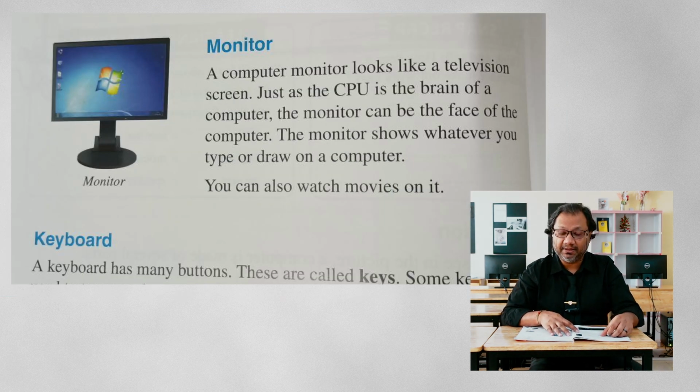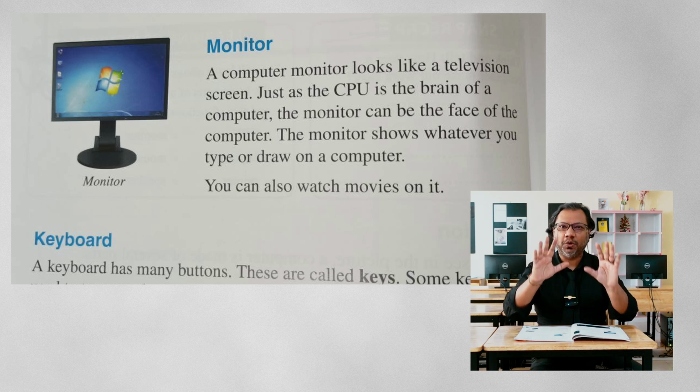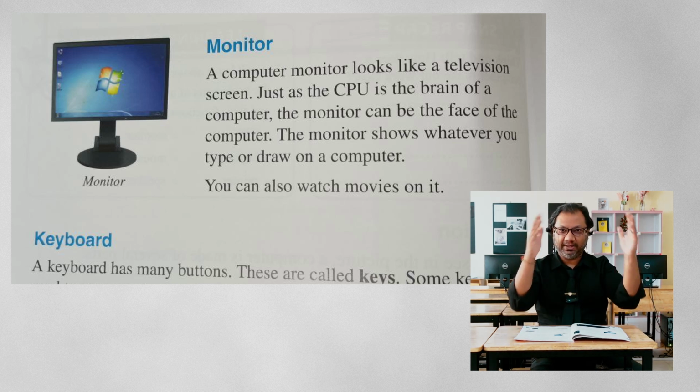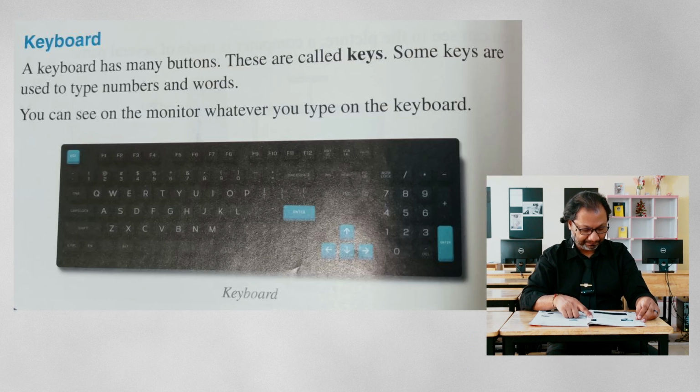Next one, monitor. A computer monitor looks like a television screen. Just as the CPU is the brains of the computer, the monitor is the face of the computer. If you look at the monitor, you're basically looking at the computer. If you're playing a video game, you can see it on the monitor. If you're watching a movie, you can see it on the monitor. But it's all coming from the CPU. The monitor is basically showing you what the CPU is doing. So you can see what you're doing by using the monitor also, by the way. So next one is keyboard.